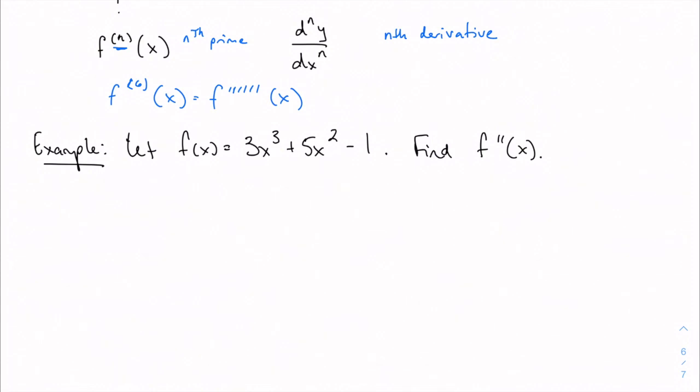So my final example here real quick. Here's my function 3x cubed plus 5x squared minus 1, and I want to find f double prime of x, the second derivative. I'm just going to go one derivative at a time. So power rule, I get 9x squared plus 10x, and I need to do it again. So double prime, second derivative, 18x plus 10.